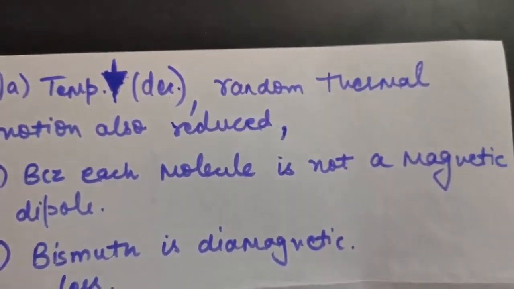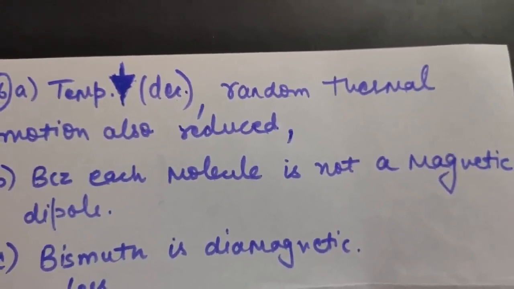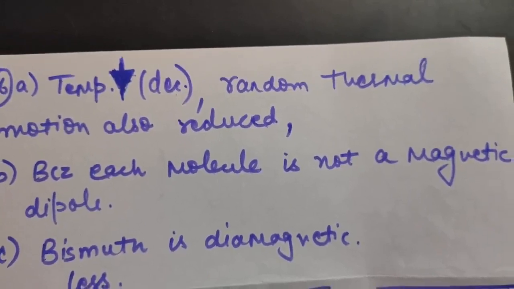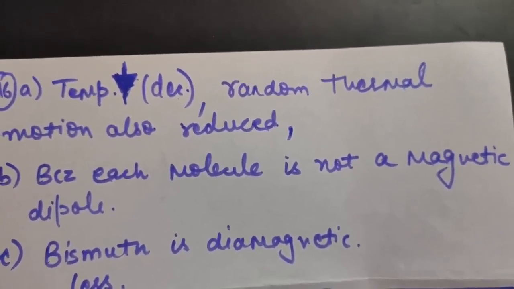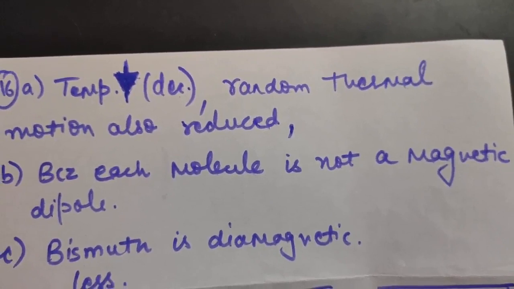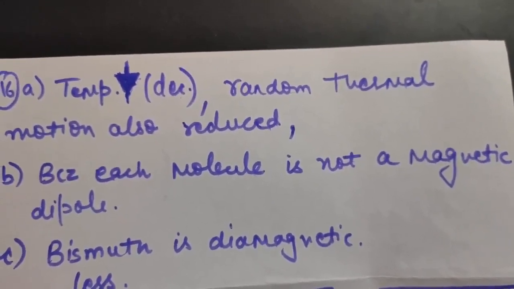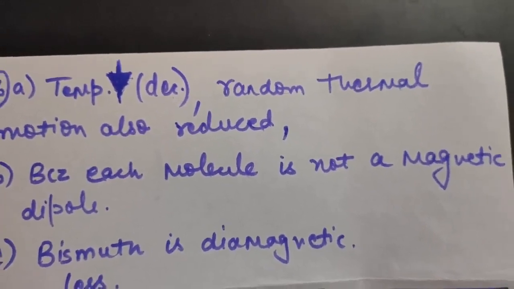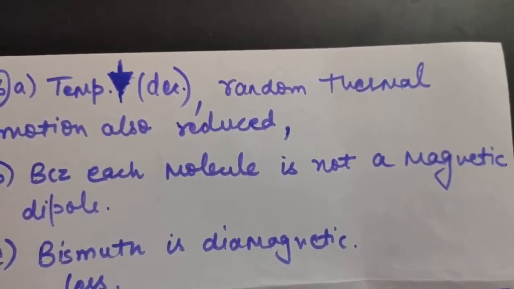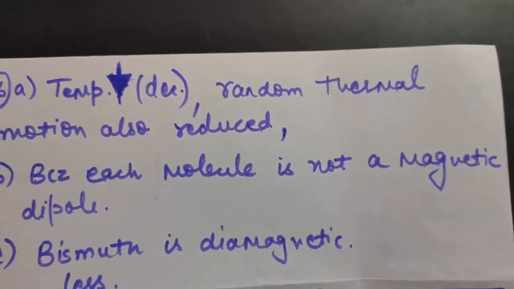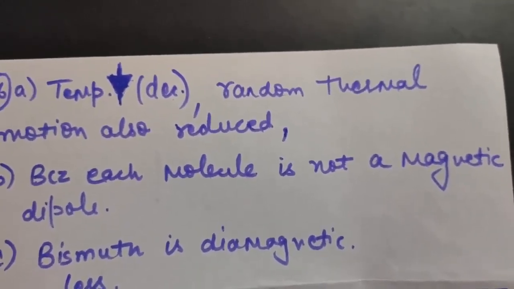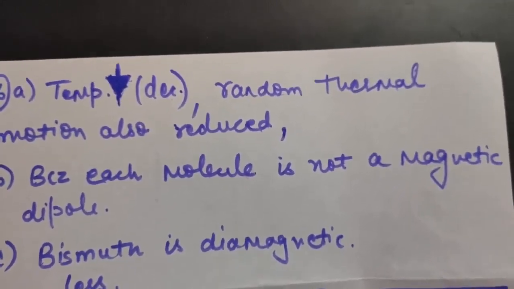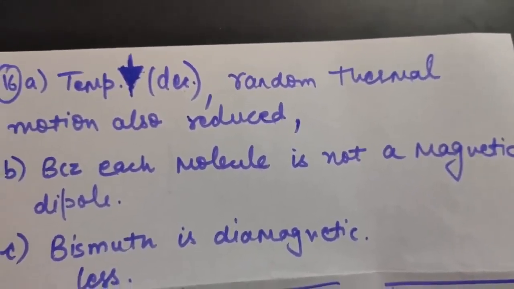Okay, the second part says, why is diamagnetism almost independent of temperature? Now, as you know, in diamagnetism, each atom has paired electrons, and the magnetic moments of those paired electrons get cancelled out. That means each atom is not having a magnetic dipole. So if each atom is not a magnetic dipole, then obviously it will not depend on temperature. Either you reduce temperature or increase temperature, as they don't have any dipole moment initially, there will be no effect of temperature.